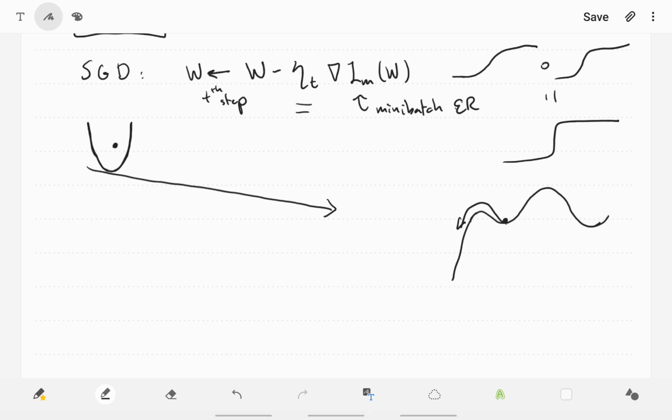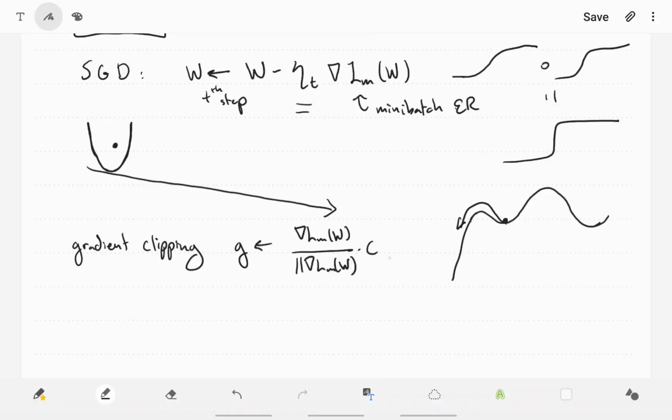One is just gradient clipping, and you see this every once in a while in use, but we'll talk about more dramatic changes. So gradient clipping, you'll see this sometimes, where you replace the gradient, we'll call it G, gets the original gradient, Lm of W, but over the norm times C if the norm of the gradient exceeds some value, exceeds C.